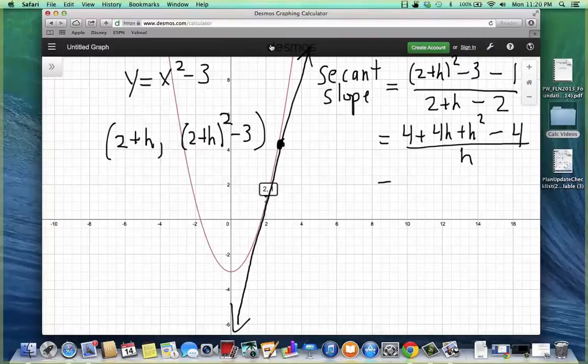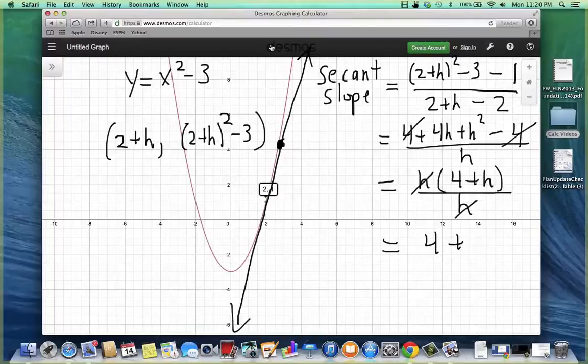Let's simplify this a little further. In the numerator, we see that the plus 4 and the minus 4 will cancel. Now I'm left with 4h plus h squared all over h. But I notice a common factor of h in the numerator and denominator. Now I can factor the numerator as h times (4 plus h). The denominator is still h. And now I can cancel a common factor of h. And we see that the simplified slope of this secant line is 4 plus h, where h represented a very small positive value.